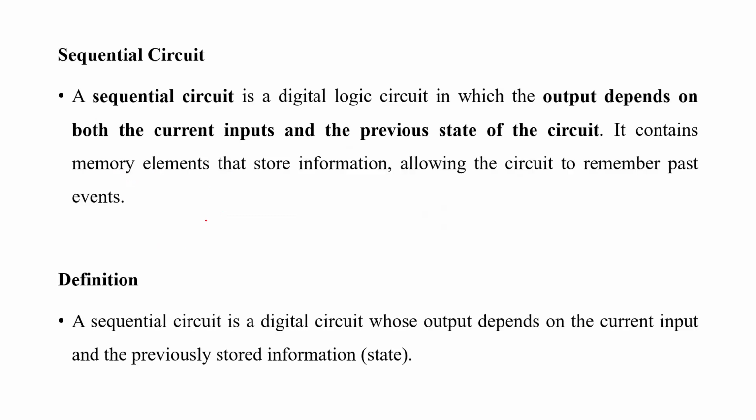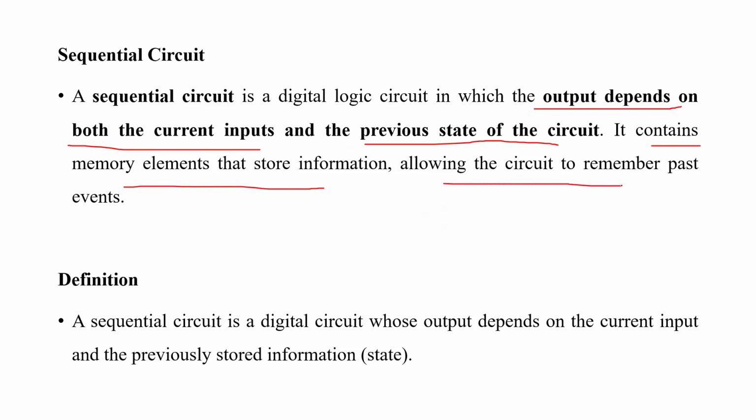Next one, sequential circuit. A sequential circuit is a digital circuit in which the output depends on both the current inputs and previous states of the circuit. So it has memory actually. Whenever we are taking previous states, automatically it has a memory, and from memory only we take the previous or past state. It contains memory elements to store information, allowing the circuit to remember past events. So the definition: a sequential circuit is a digital circuit whose output depends on the current input and previously stored information.